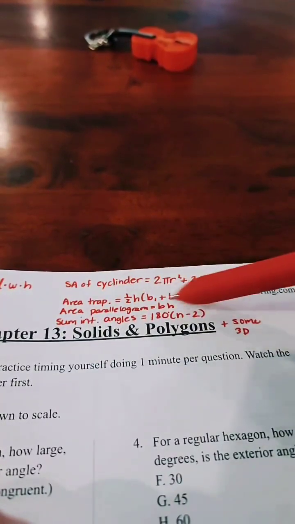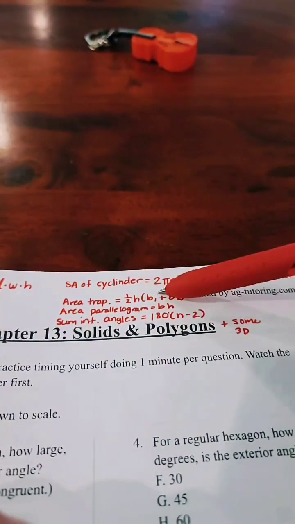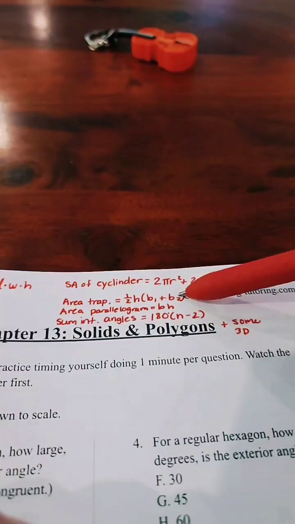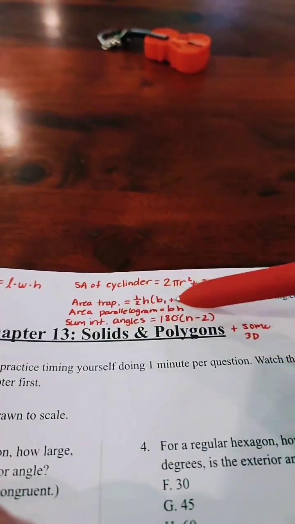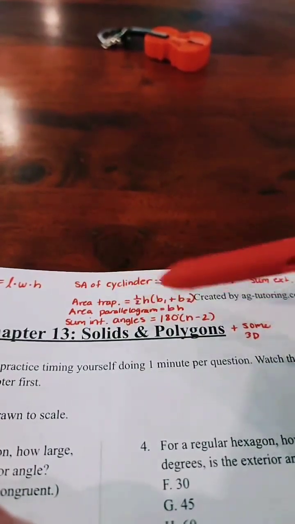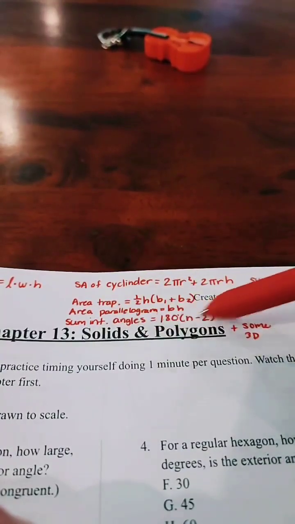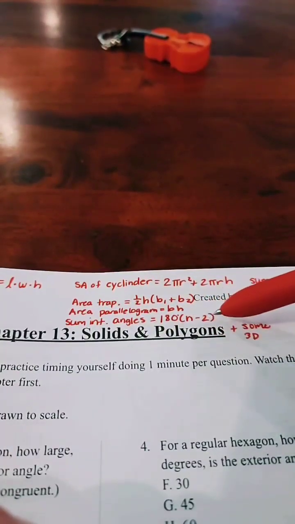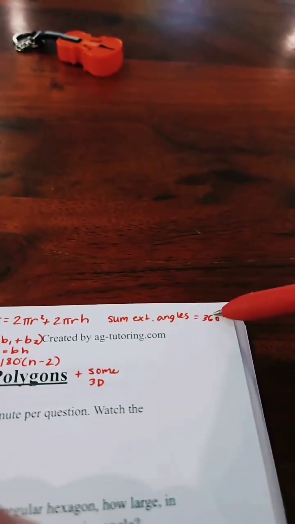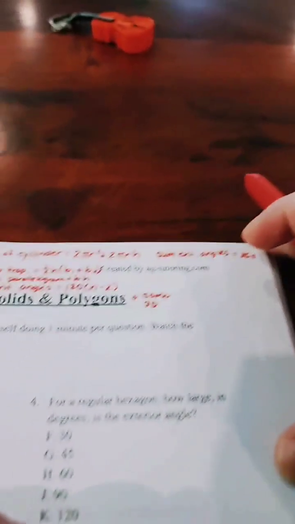And then area of a trapezoid is this right here, where H is the height, and B1 is the first base, and B2 is the second base. And area of a parallelogram is just base times height. Now, if you have a polygon, the sum of the interior angles is going to be 180 times n minus 2, where n is the number of sides. And the sum of the exterior angles is going to be 360.